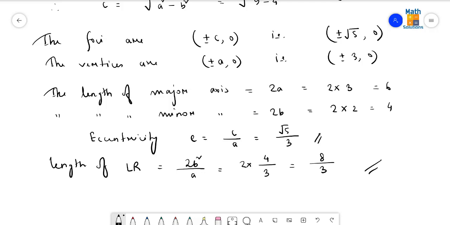So after this, the second part of this exercise gets started. In the remaining questions of this exercise, we have to find the equation of the ellipse that satisfies certain given conditions. So I'm starting with the next question, number 10, where vertices are given and foci are given.